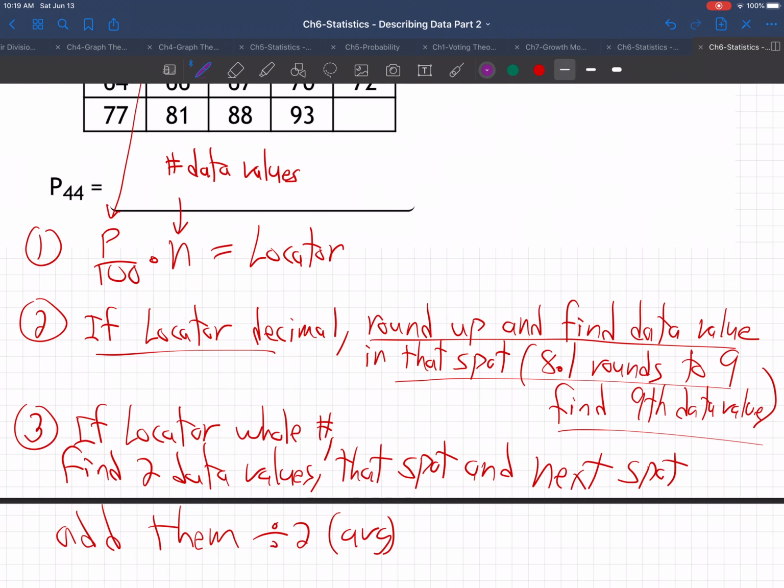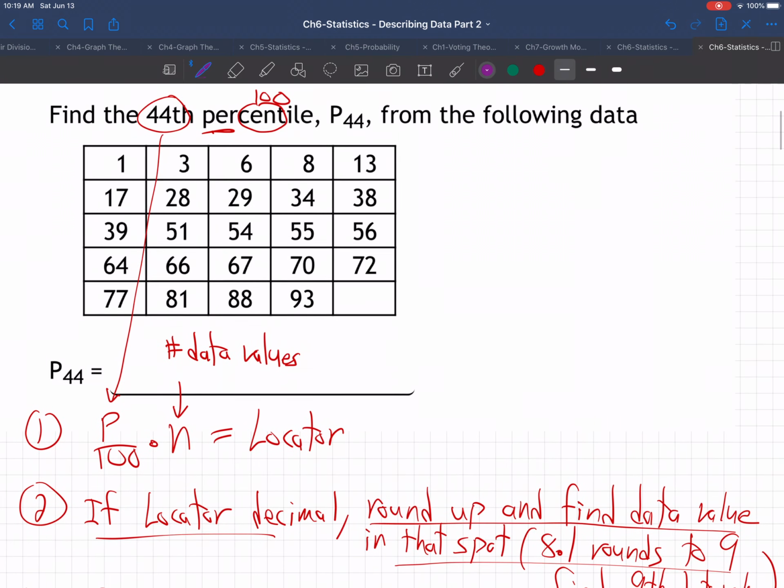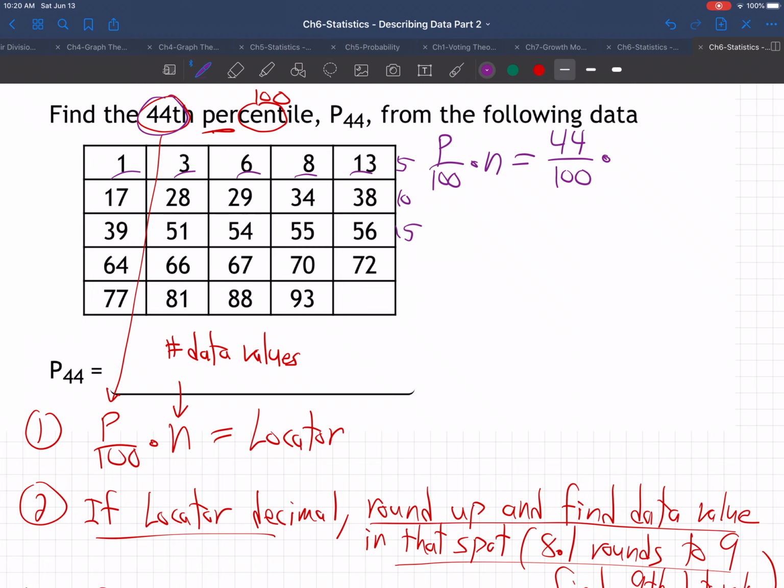Okay. So let's take a look at what we have here. So let's do it. We're going to take p over 100 times n. So what is p? 44. p stands for percentile, over 100, 44 per 100, times n. What's n? What's the total number of data values? Let's see. 1, 2, 3, 4, 5. Each of these is 5. So there's 5, 10, 15, 20, 21, 22, 23, 24. It looks like 24 data values. So that's n.